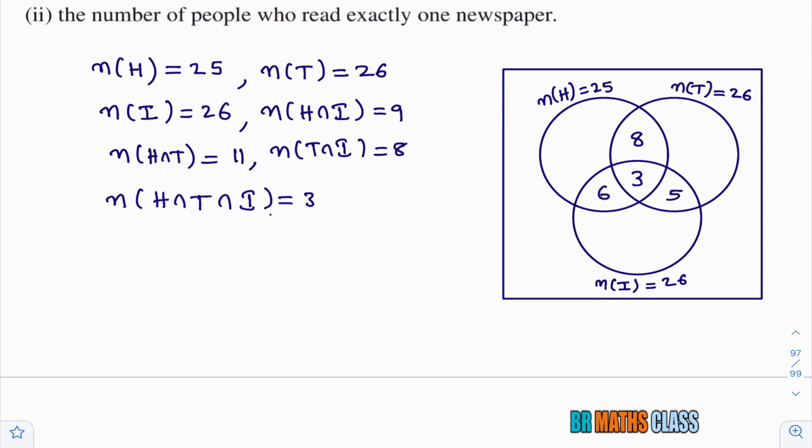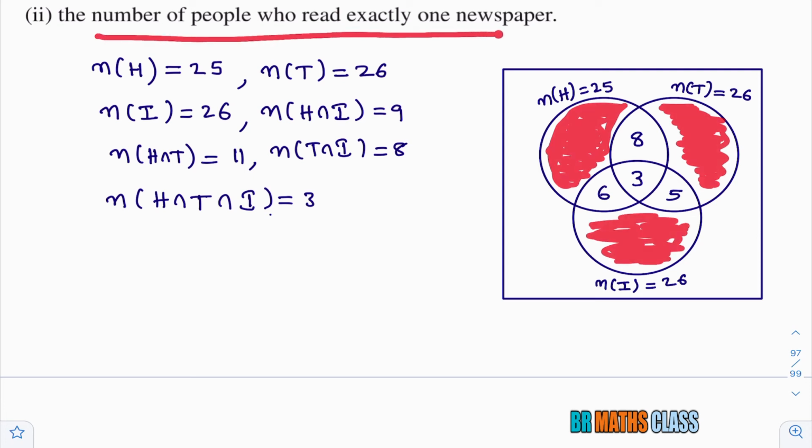Okay. Now the important thing is what they are asking in the question. The number of people who read exactly one newspaper. You see, in this zone, whoever the people are there, they read only H. This you need to calculate. This is the number of people who read T only. In this zone, whoever are there, they read only newspaper I. So first I'll calculate this red color part, and then if I add all these three parts, I'll get the number of people who read exactly one newspaper. I hope you understand the point now.